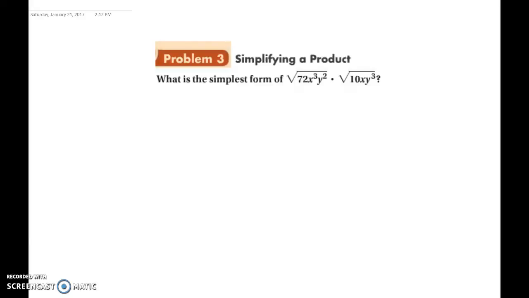All right, so now this problem, it's only going to be a one problem video. We're asked to write this radical in simplest form. So first, they're asking us to multiply them together, and then they're asking us to simplify them. So we need to do both.